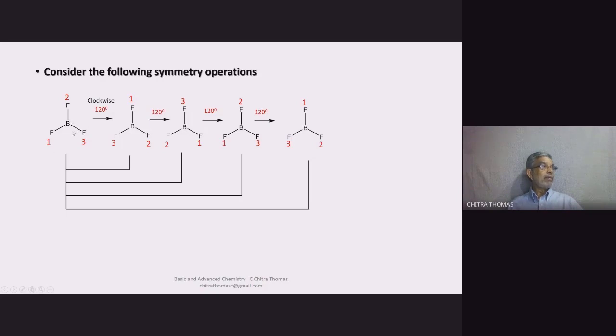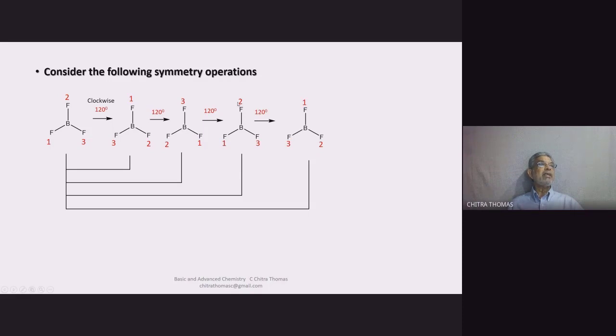The planar boron trifluoride molecule is rotated through 120 degrees in the clockwise direction. The three fluorine atoms are labeled 1, 2, and 3. When I rotate it through 120 degrees, 1, 2, 3 will become 3, 1, 2, because this 1 will come here. If you rotate it again by 120, this 1 will come here, then 2, 3. Then if you rotate it by 120, this is 3, 1, 2.